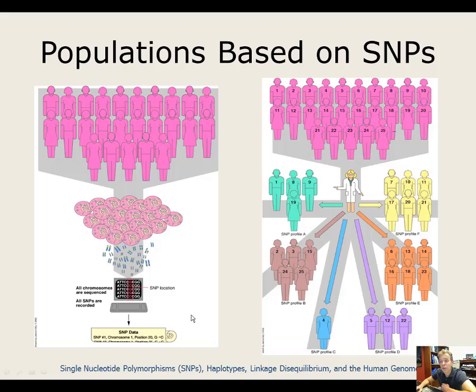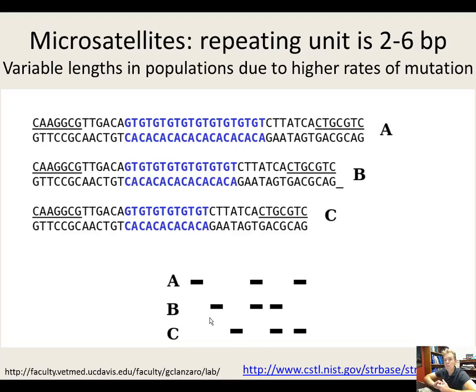So complex diseases can be understood a little bit better when we can link specific groups within a population to a haplotype and to a disease. Another type of polymorphism is a variable repeat, and this one that I'm going to talk about is called a microsatellite. Microsatellites are small segments of DNA that repeat, and the repeat unit is between 2 and 6 base pairs in length.